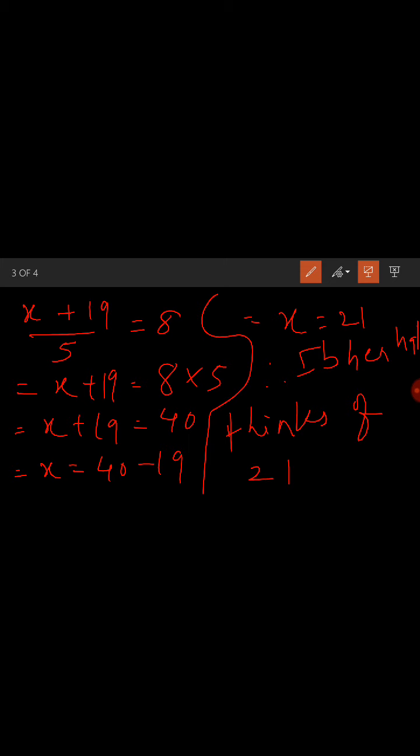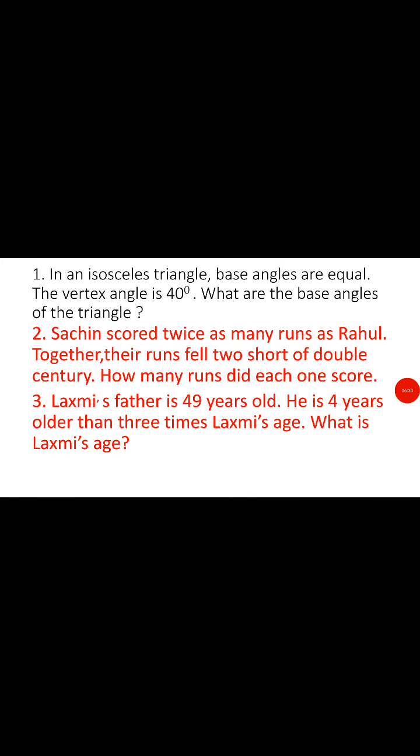Okay students, let's go with next question. Dear students, let's go with next question. In an isosceles triangle, base angles are equal. Vertex angle is 40 degree. What are the base angles of the triangle? So you have to find out the measurement of base angle. So let's start, children.